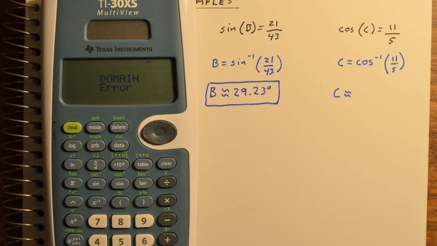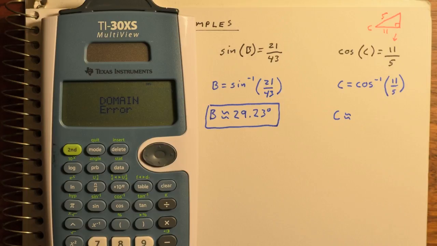Why would that be? Well, think about cosine. Cosine is adjacent over hypotenuse. And so we're saying that 5 is the hypotenuse of a right triangle. That's impossible for 11 to be longer than 5. The hypotenuse is always the longest side in a right triangle. So therefore that's kind of a bogus question.